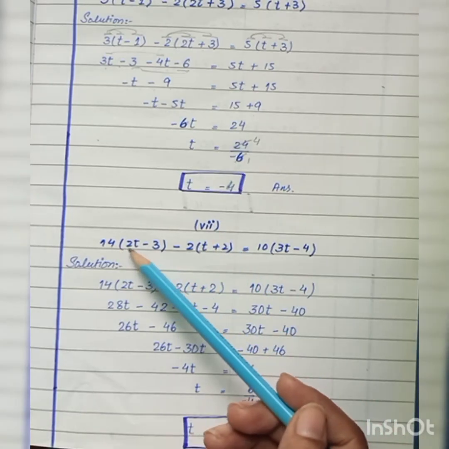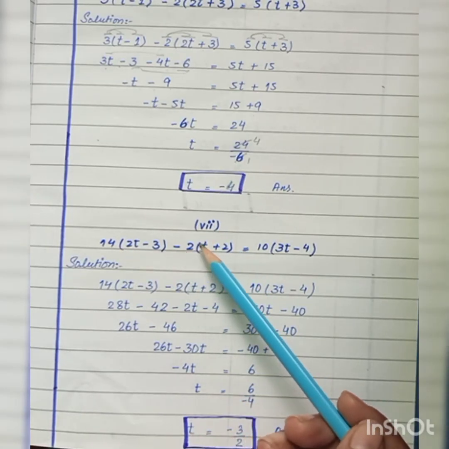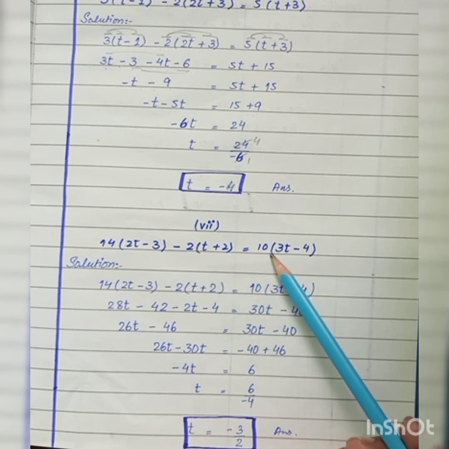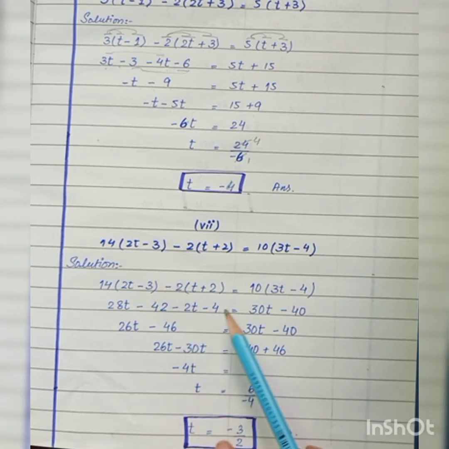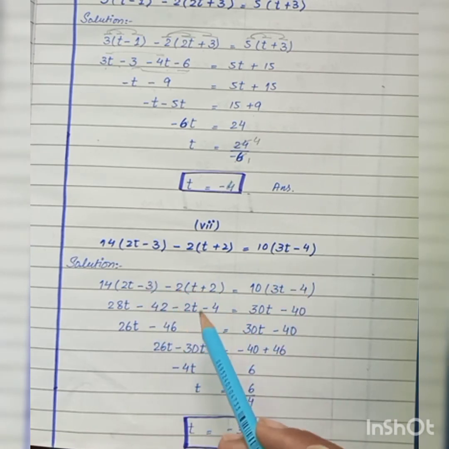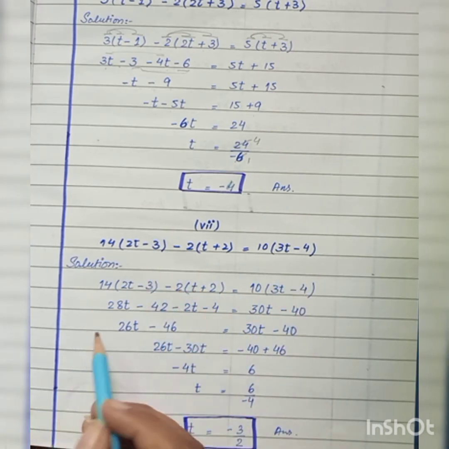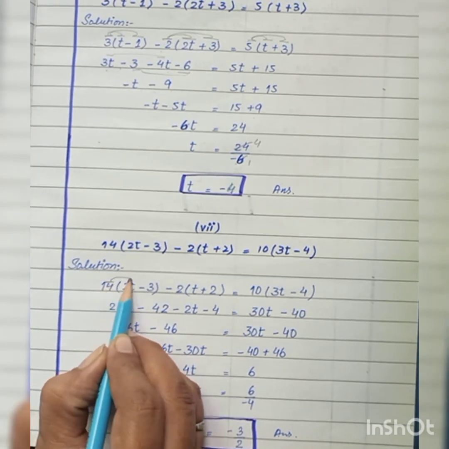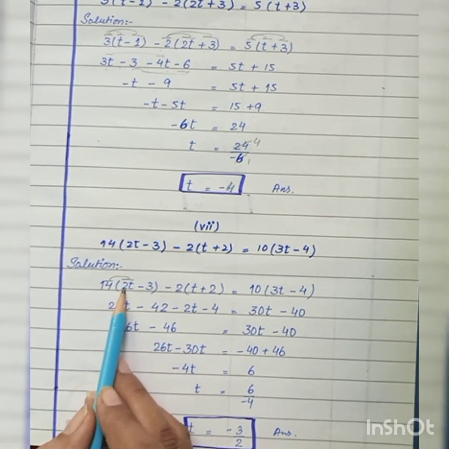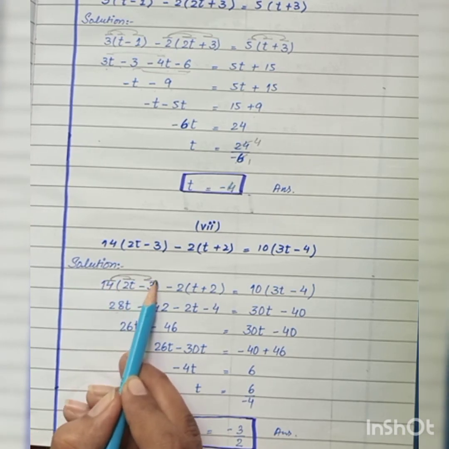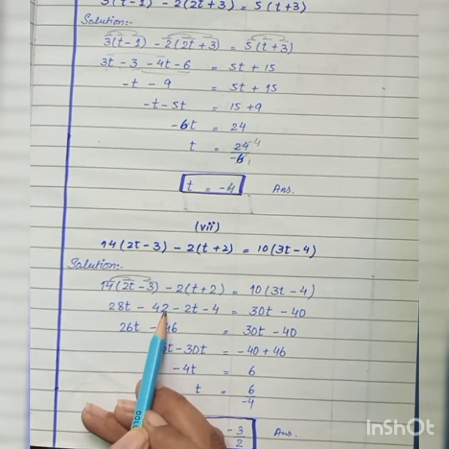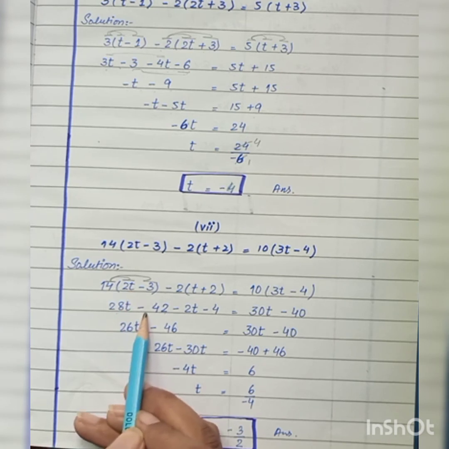7th one is 14 into 2t minus 3 minus 2 into t plus 2 is equal to 10 into 3t minus 4. So again we will simplify the equation and also we get the value of t. Here you can see that 14 is multiplying to 2t, 14 2s are 28 and t as it is. Now again 14 will multiply to 3, 14 3s are 42 and minus sign is as it is.